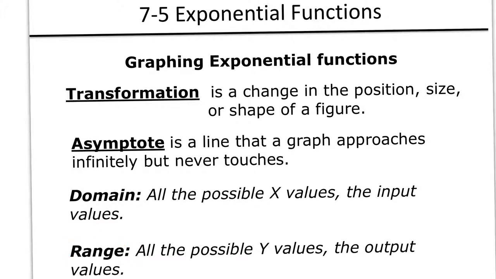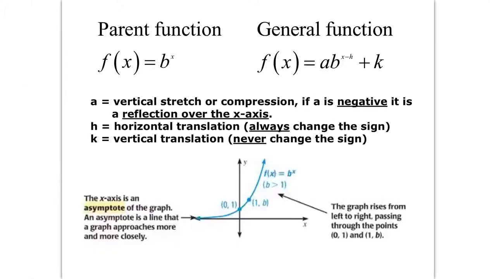So what is an exponential function? You guys see on the screen two different equations on the top. One is called the parent function and the other one is called the general function. Now, for an exponential function, the parent function is the most simple, easiest graph that you can have, and it looks like this one here. f of x equals b to the x power.